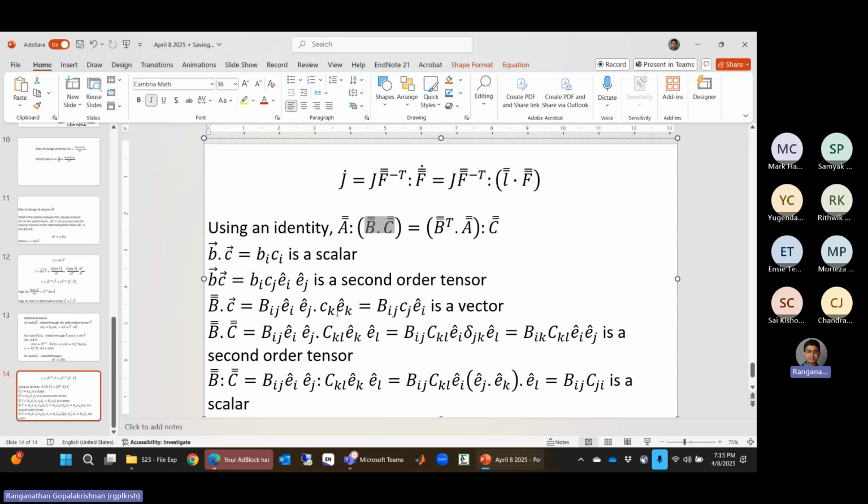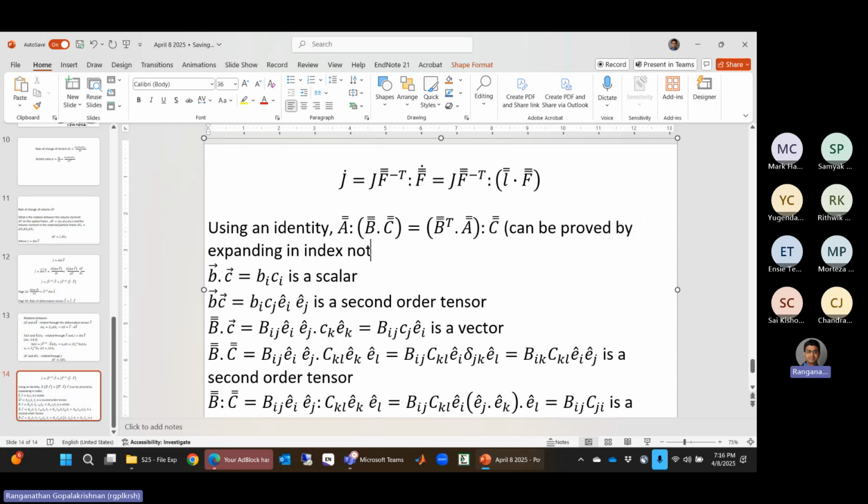We now need to understand B dot C is again a tensor. A tensor double dot another tensor is going to be a scalar. So the left hand side is a scalar, and the right hand side also has a tensor double dot, or double inner product, with another tensor, which gives you a scalar. So that's consistent. The proof of this identity can be proved by expanding in index notation, which I won't do right now, but it's not impossible for you to do this.